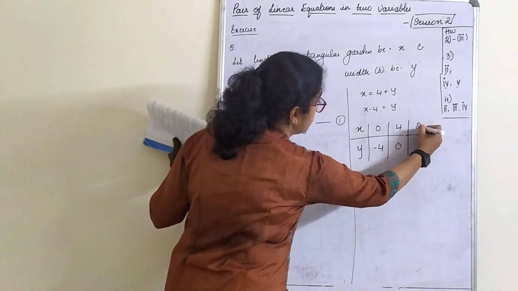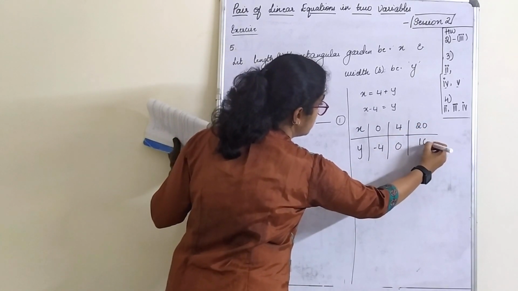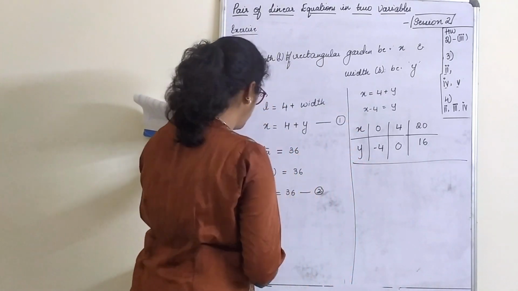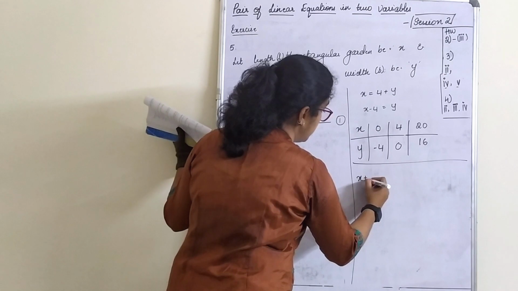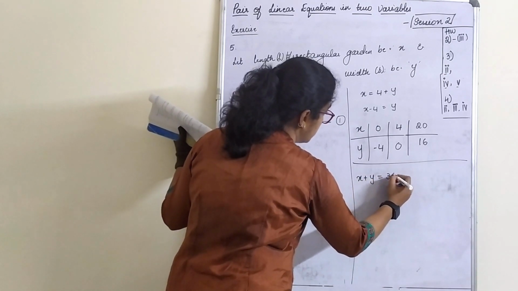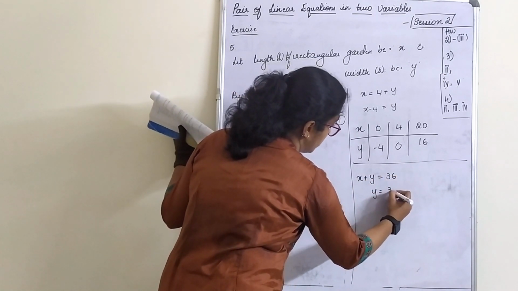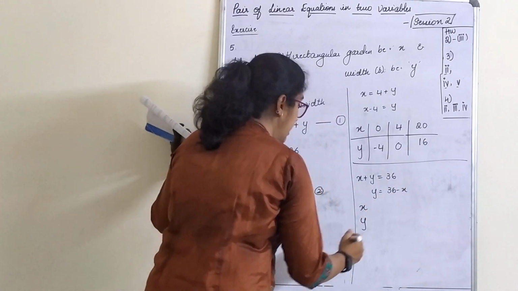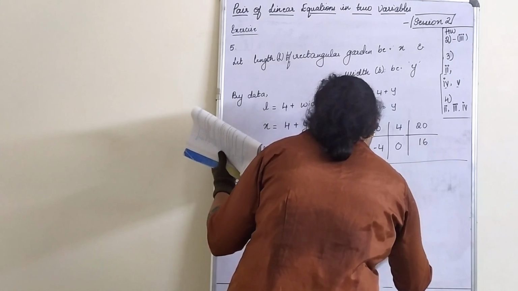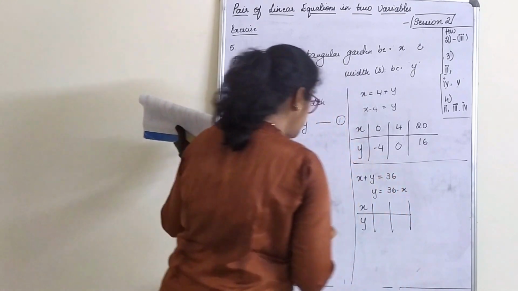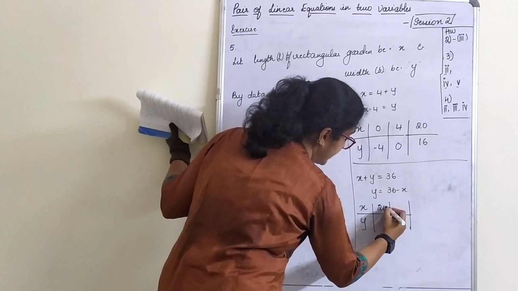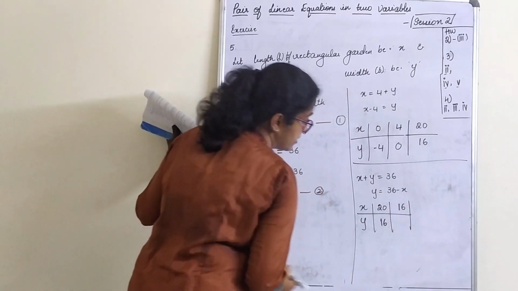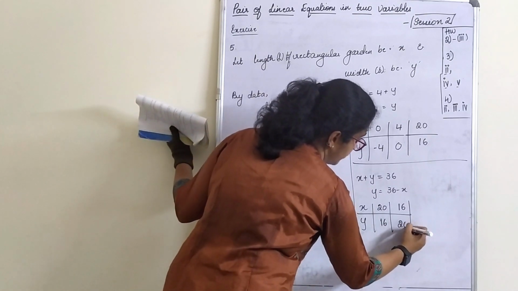If x is equal to 20, then y is equal to 16. So this is for the first one. Next equation what we are framing is x plus y is equal to 36. y is equal to 36 minus x. So for x and for y, when we write it, x is equal to 20, y is equal to 16. If x is equal to 16, then y is equal to 20.